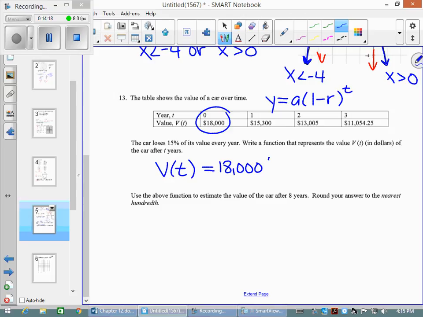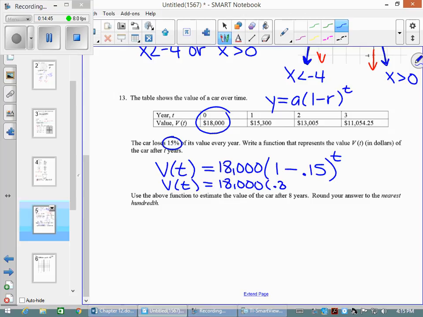Well, they told me the rate was 15%, so I want to convert that into a decimal, so that would be 0.15. And I'm raising it to the t because t is my x value in this question. You don't have to simplify. If you did simplify, you could write that that came out to be 0.85 to the t. So both of these versions here would be acceptable, but you did not have to simplify.